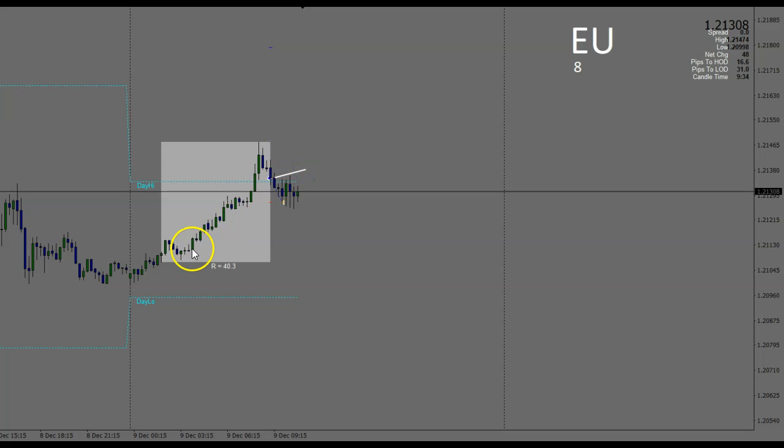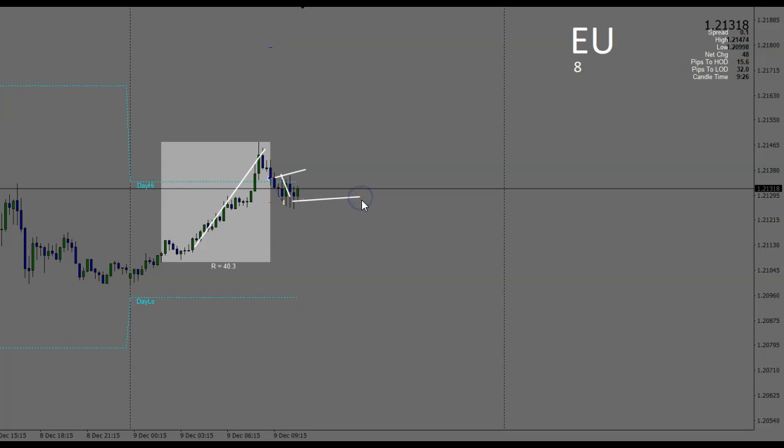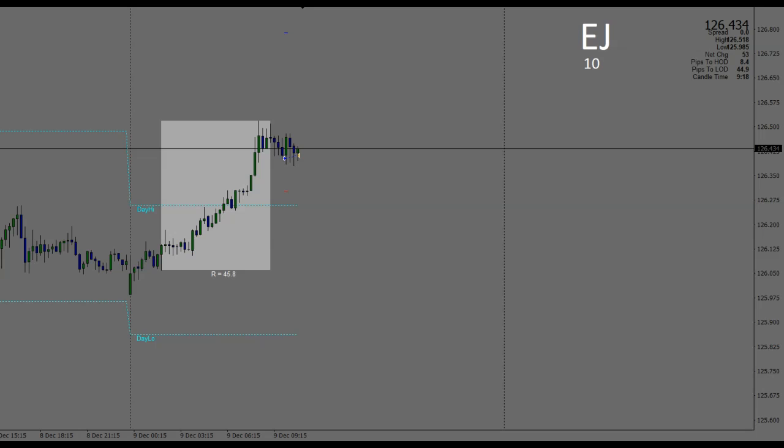I was looking for this overall upside movement to continue, didn't happen. Bit of a pullback going on here, and this was the only loss that I took through this London session, losing 8 pips on that. You can see the entry point and the stop loss hit there. Euro Japanese yen, this one I took a little while ago. You can see the entry point there and where I punched out there.